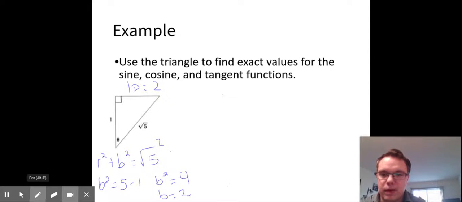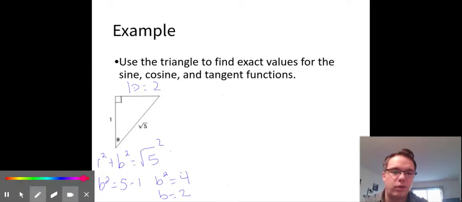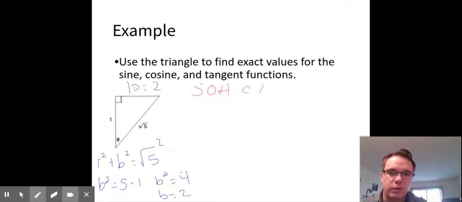So remember, we want to use SOHCAHTOA. So I'm going to go through and label my sides so that it is helpful in order to use SOHCAHTOA. So our theta is right down here. If our theta is down here, the side that is opposite or across from it is our 2. This is our opposite side. Our 1 touches our angle, so it's next to our angle, or adjacent. And across from our right angle is our hypotenuse, or square root of 5.